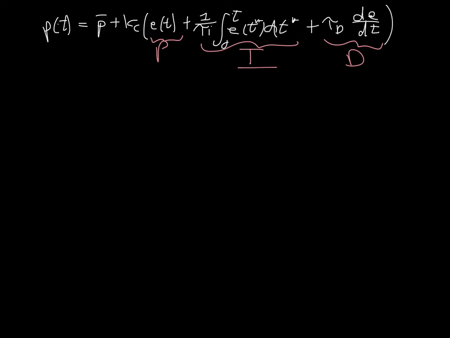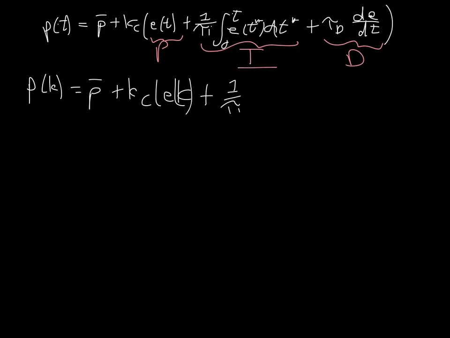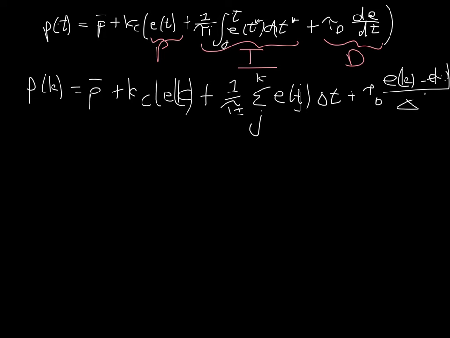So now we're ready to put all of that together for the kth time step, and so we can write p k is still p bar plus Kc e k, but now we have our approximations, 1 over tau I times the sum over j of e j, going up to k there, that's j, times delta t, plus tau d times our difference approximation, so that's e k minus e k minus 1 over delta t.